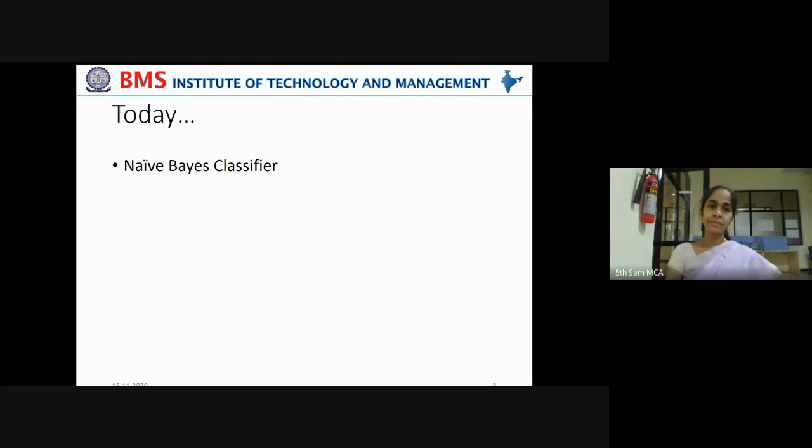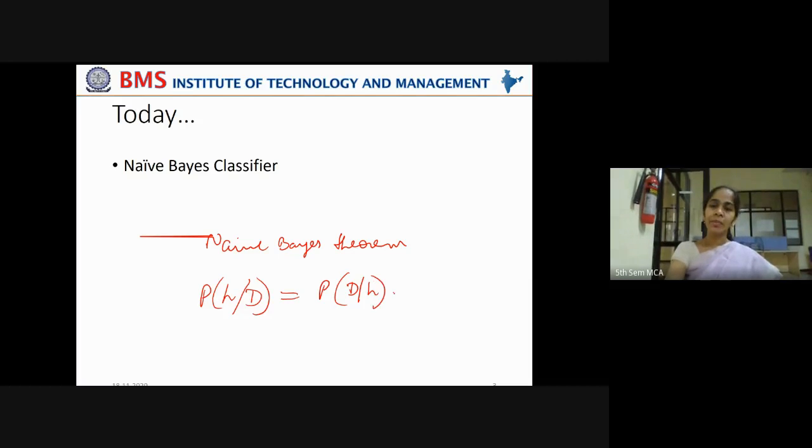Not only for a sample, we can extensively use that hypothesis because it is simple and easy to implement. Now in today's class, we are going to see the naive-Bayes classifier based on the naive-Bayes theorem. We have already covered the naive-Bayes theorem in the previous classes. You know what the naive-Bayes theorem is, right? The posterior probability of the hypothesis given the training examples is the probability of D given H multiplied by the prior probability of H divided by the prior probability of D.